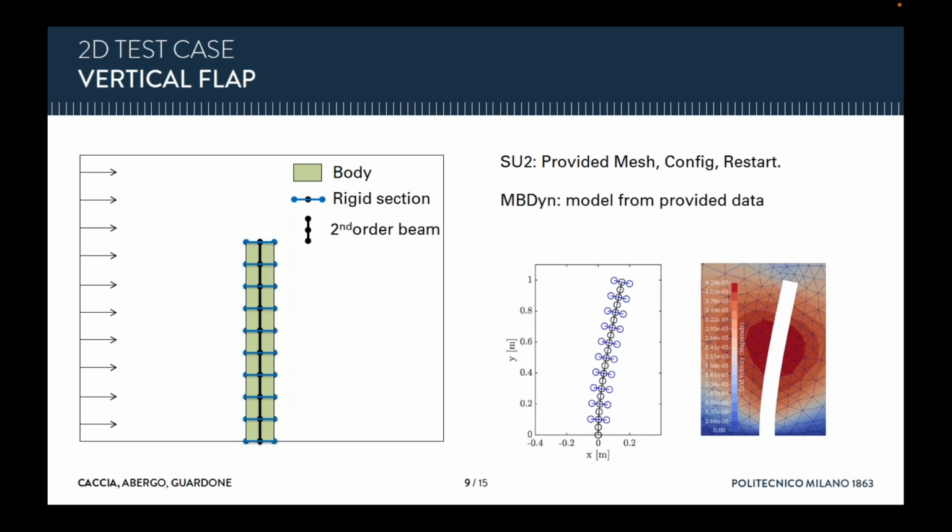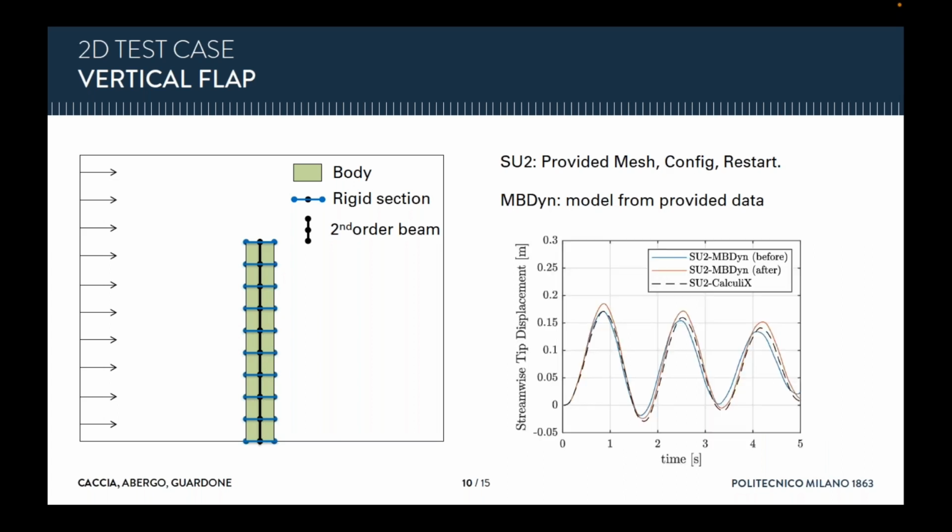And so what we did in this test case is to take the grid, the config file, and the restart file that are provided for MBDyn on the preCICE website, whereas we have built our own MBDyn model. And here we see the solution of the horizontal displacement of the tip of our body. The dashed line is our reference solution, which is provided on the preCICE website, and is made of the coupling between SU2 and CalculiX, which is a finite element solver.